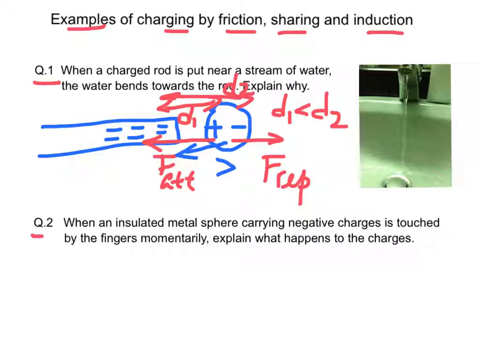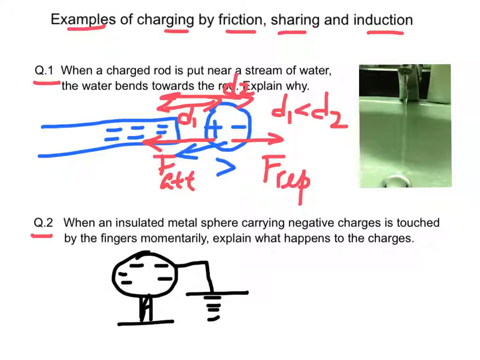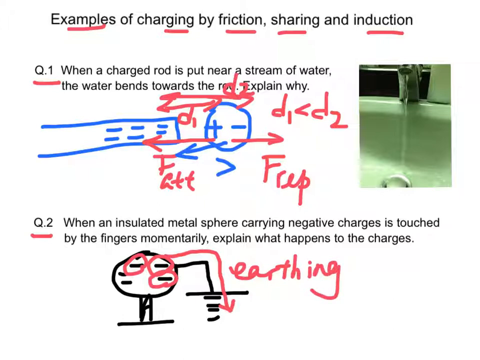Look at question number 2. When an insulated metal sphere carrying negative charge is touched with the finger momentarily, we say the electrons on the sphere will go through the body to the earth, and this is called earthing. Eventually, all the charges on the metal sphere will be discharged and the sphere will become neutral.